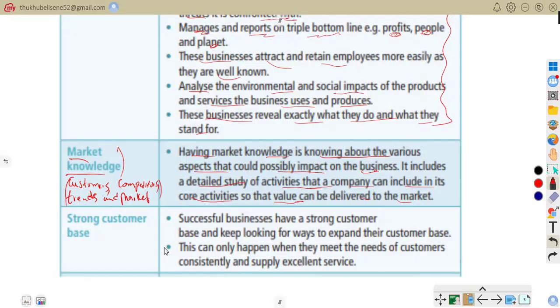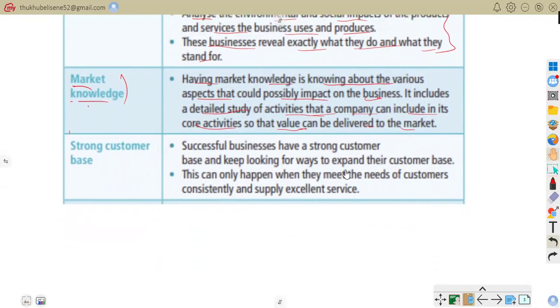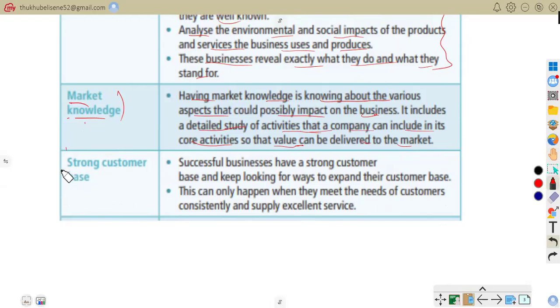For example, a cell phone shop researches which phone models customers want before deciding what stock to order. That is that. Hope we are together with people. Let us move on to strong customer base.